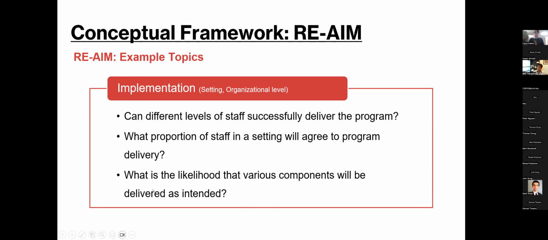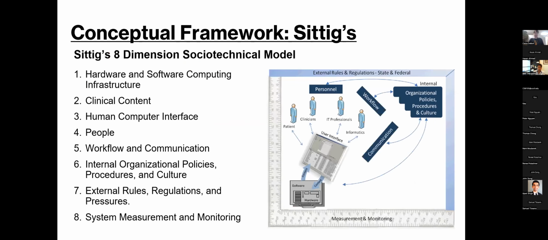Here's some other examples. What's the likelihood that various components of the tool might be delivered as intended? And CICIGS is another common one. This is a little bit broader, and for me, I was like, whoa, this is a lot. But again, it doesn't require every component. You might just use CICIGS descriptions of how internal organizational policies, procedures, and culture influence your implementation of a socio-technical tool.